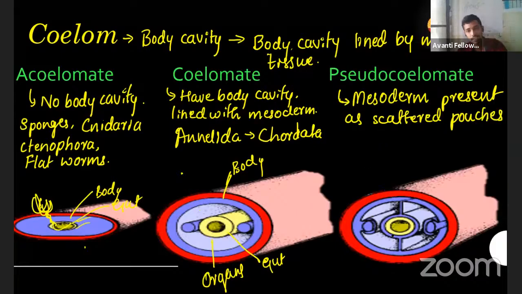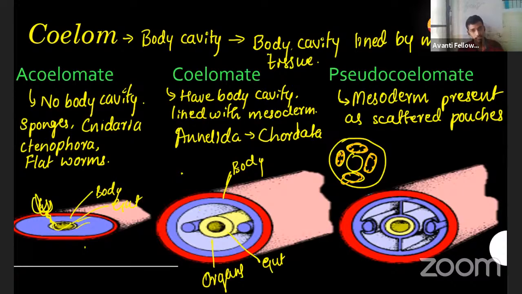So how is it happening? The mesoderm is there and a space is also there, but it's not completely there. It's like a pouch. Think that it's a gut and this is the outer wall. These mesoderm linings are present like this only. So even though the gut or coelom is there, it is not completely lined with mesoderm, only a small portion will have it.